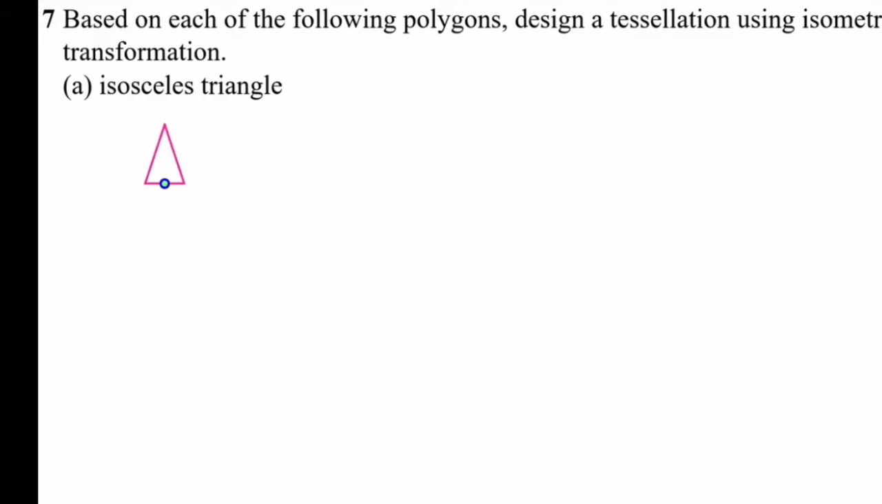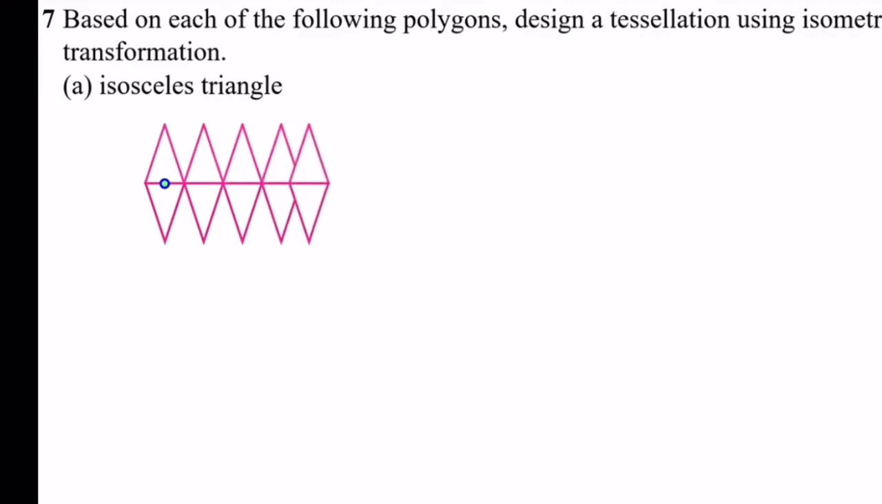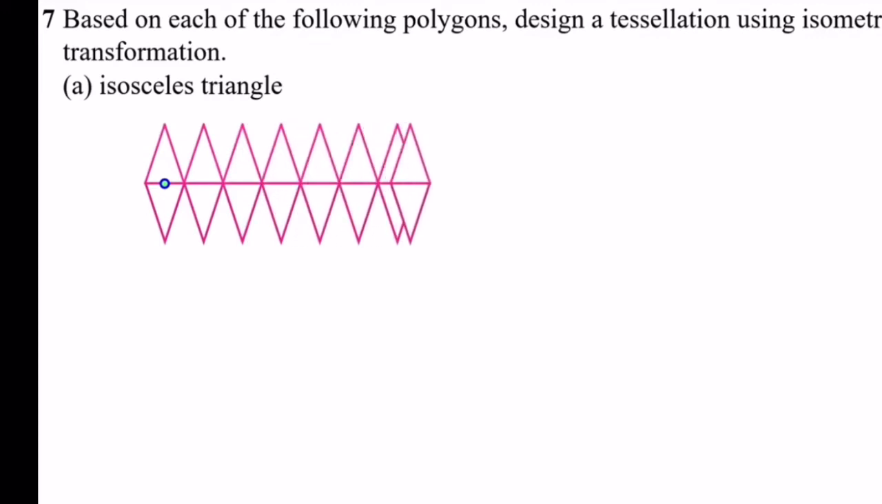So we can actually rotate, okay, isometric transformation. So we just rotate. After we rotate, we translate. You see or not? So we have to use the isometric transformation. So we keep on translating.